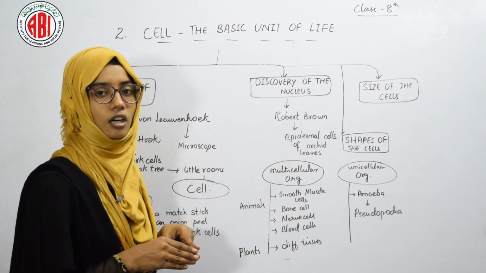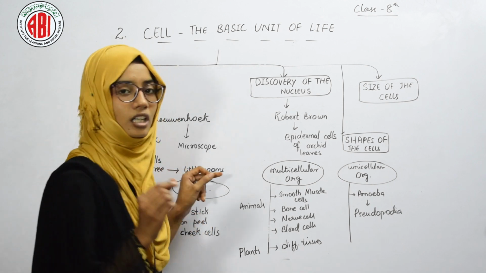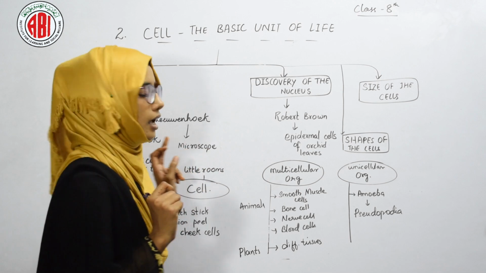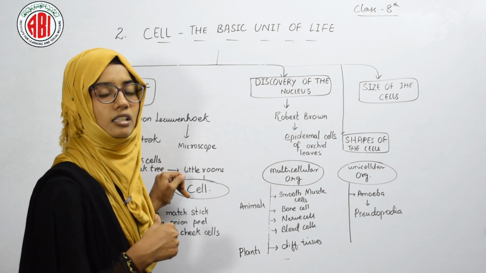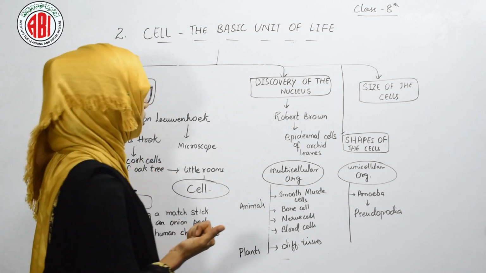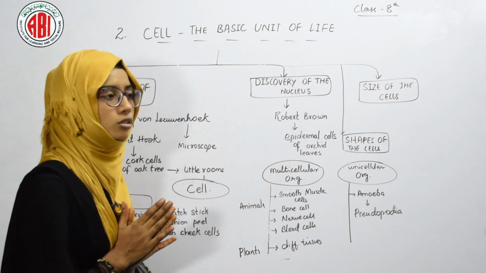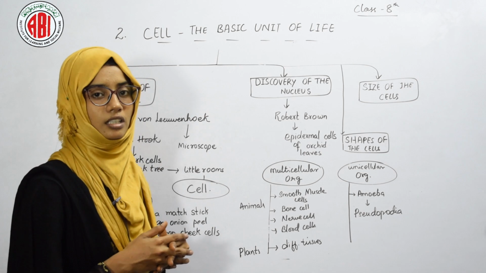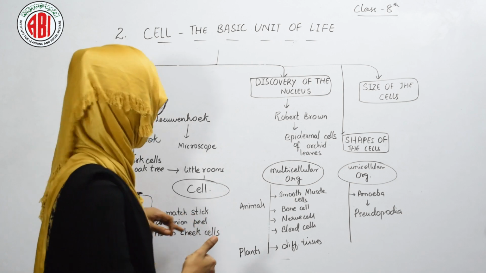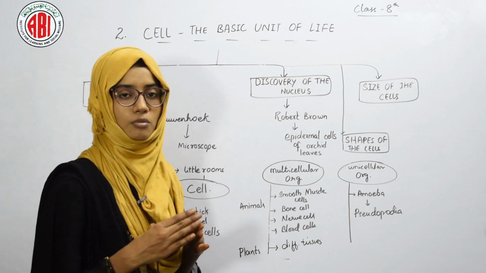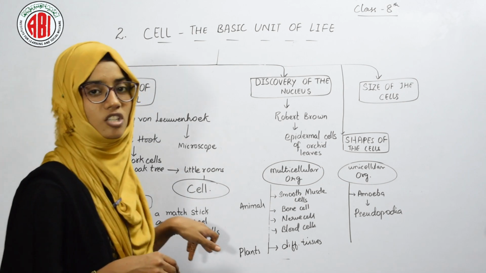When he observed these cork cells under the microscope, he saw some little room-like structures, and he named these little room-like structures cells, because in Latin, cell means little rooms. So by this the discovery of the cell was explained by Robert Hooke. Then we have also seen certain activities under this lesson, like observing a matchstick, that is, observing dead cells under the microscope, observing an onion peel, where we observed plant cells, and also observing human cheek cells.